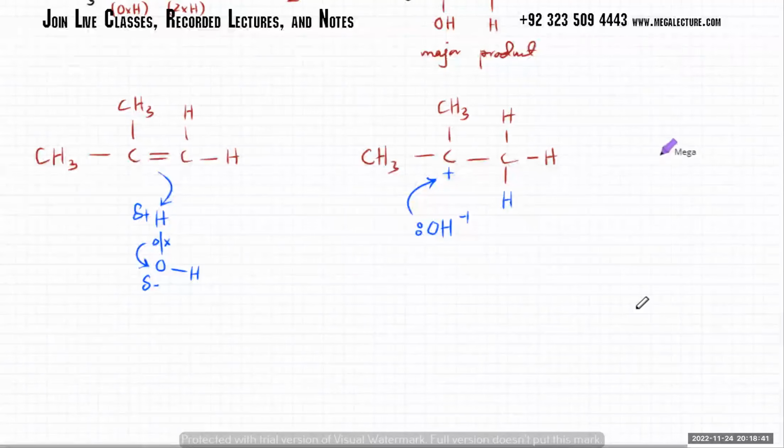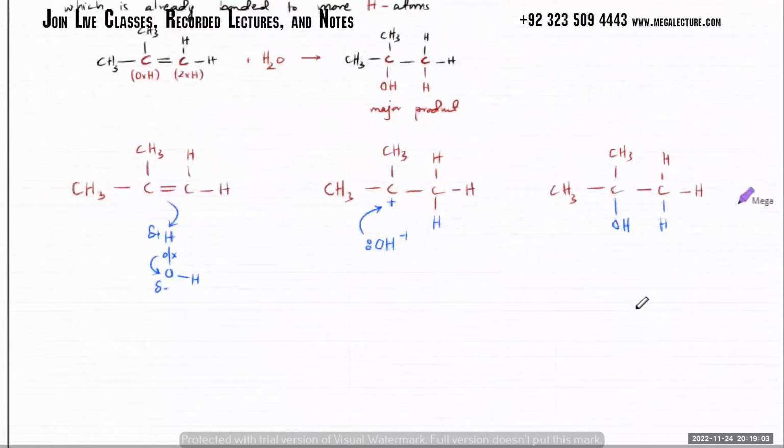Okay, so what you're going to get is CH3, and there's a carbon, and then there's another CH3, and there's C and H. So first the H came in, and then the OH came in on this side. Okay, that's the reaction mechanism.